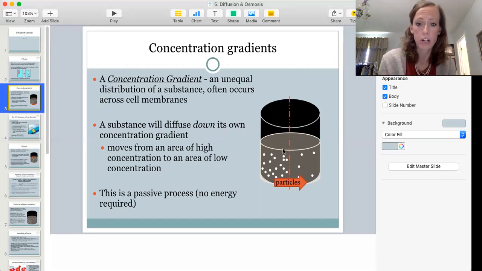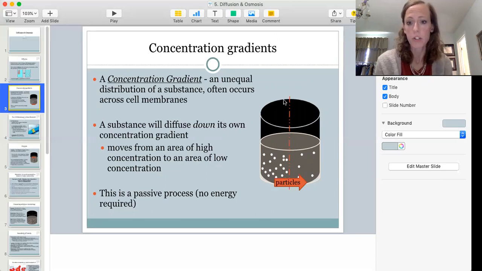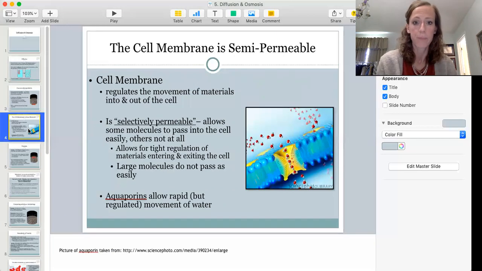So if you look at the picture in the PowerPoint here, you'll see that there's an artificial barrier in my container here, this red dotted line, and there are more particles on one side and less on the other. And when these particles move, if they're able to cross that barrier, they're going to move from the side where they have a higher concentration to the side where they have the lower concentration. And this we say as the substance diffusing down its concentration gradient, okay? And again, this is a passive process. No energy is required for this to happen, okay?